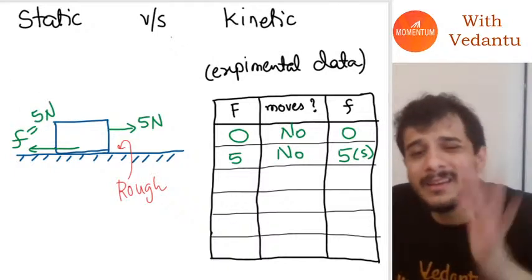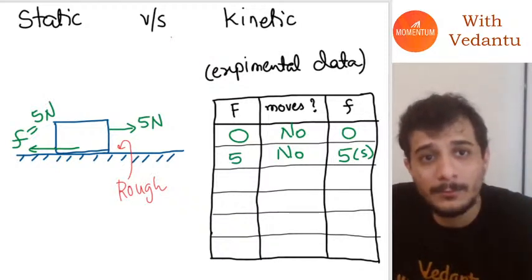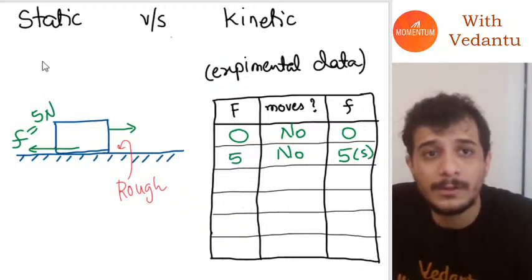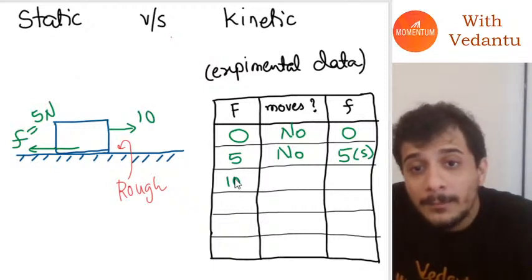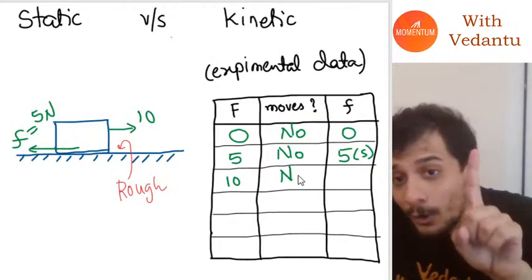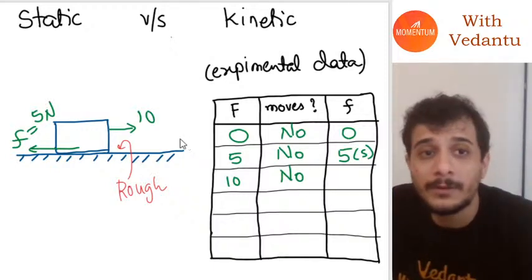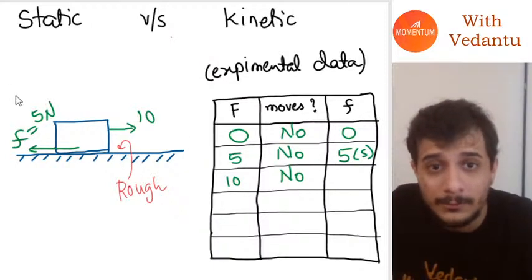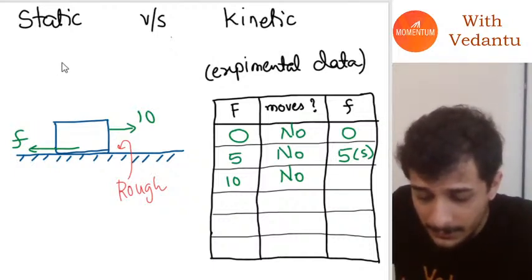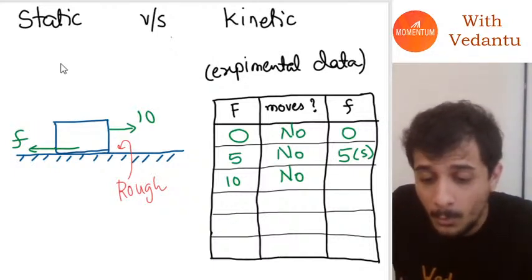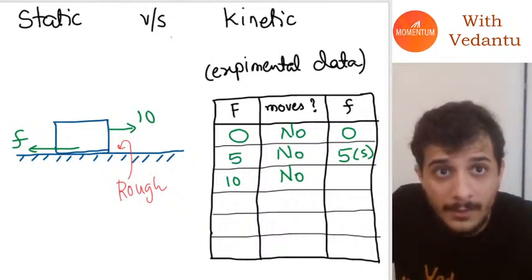Now, guys, once again, I'm experimenting. While experimenting, I increased the value of the force that I was applying from 5 Newton to 10 Newton. When I applied the force of 10 Newton, I saw in the lab that the block is still not moving. Then tell me, what will be the value of friction in this case?